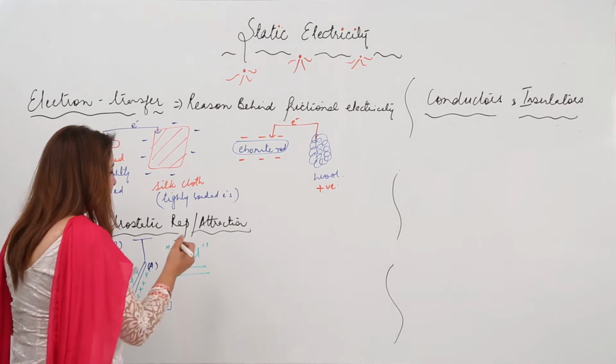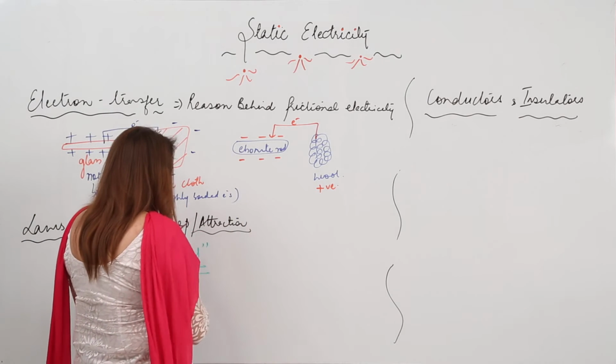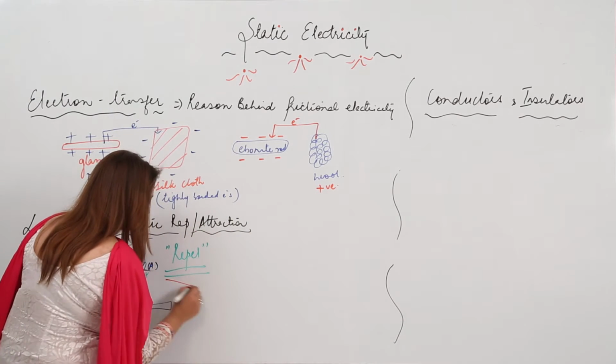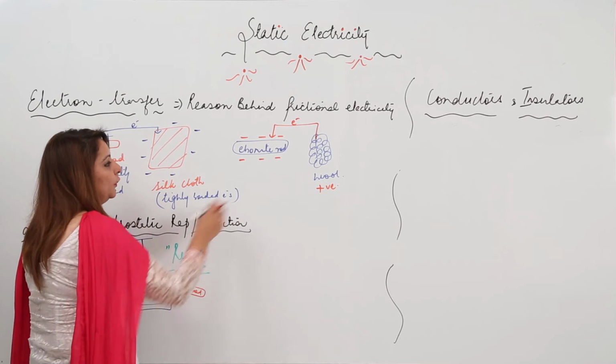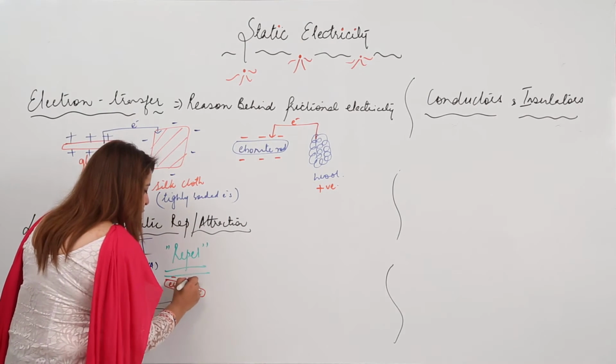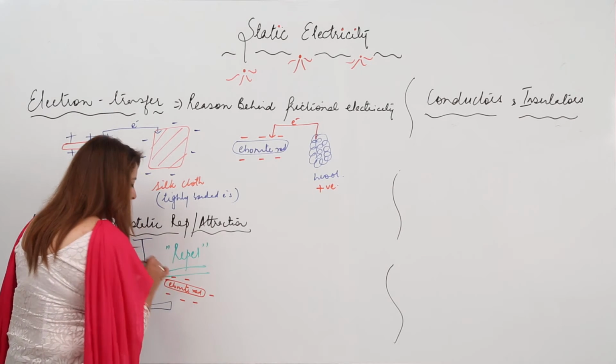Now what I do is bring the ebonite rod. This is my ebonite rod. I have rubbed this ebonite rod with the woolen cloth, due to which it acquires a negative charge, it becomes charged.